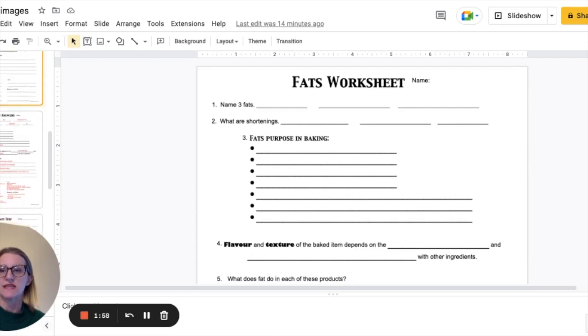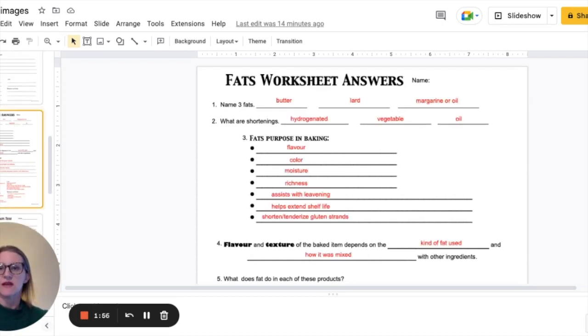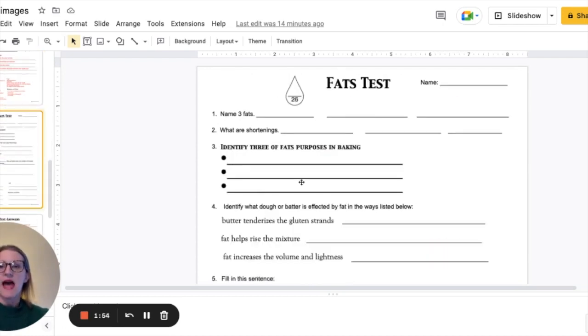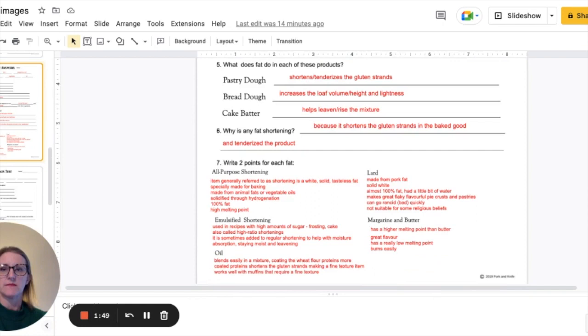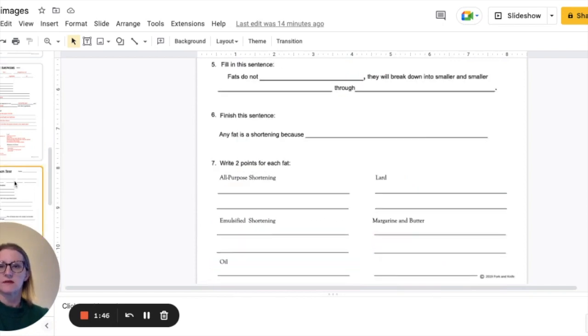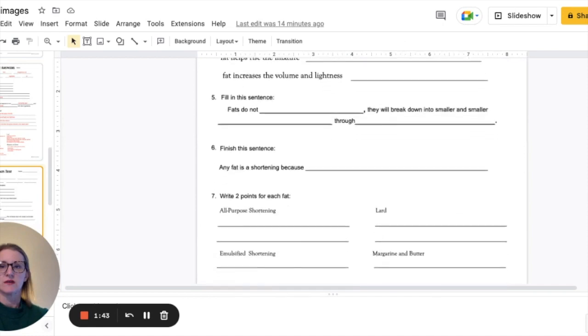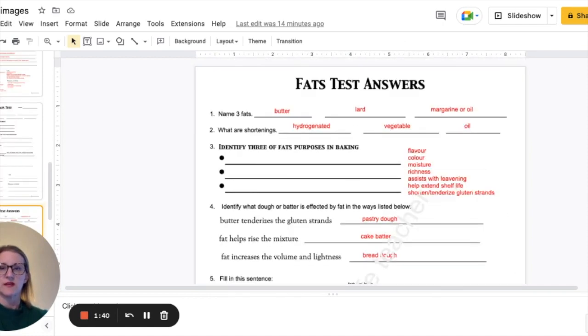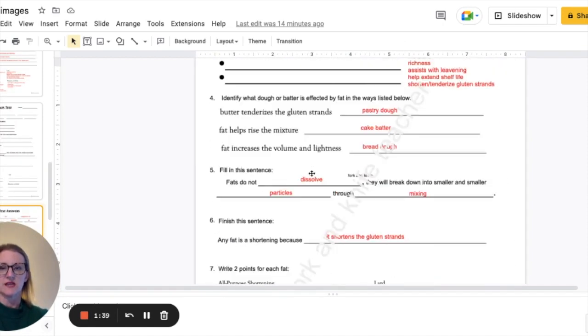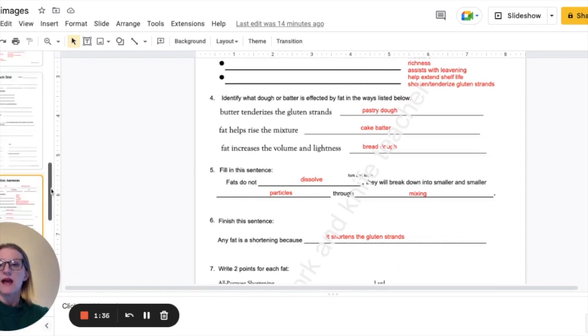But then there is also a test available. So there's the answer key with the red writing. And then I also have a test available. See the top, it's out of 26. So this is the test here, going over the information in the notes, and then here is the answer key for it, right?